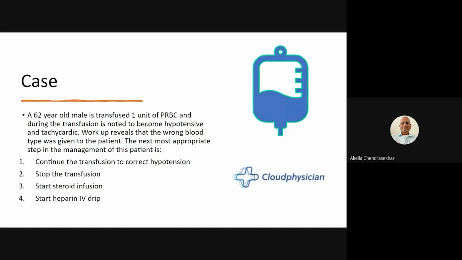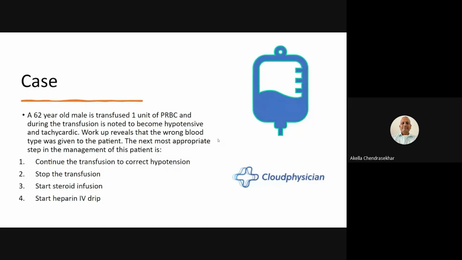Okay, let's go through the next case. Again, a 62-year-old male transfused 1 unit of packed red cells, and during the transfusion, the patient is noted to become hypotensive. This is a very classic presentation. ABO incompatibility, right? ABO issue, right? So what do I have? I have a transfusion reaction.